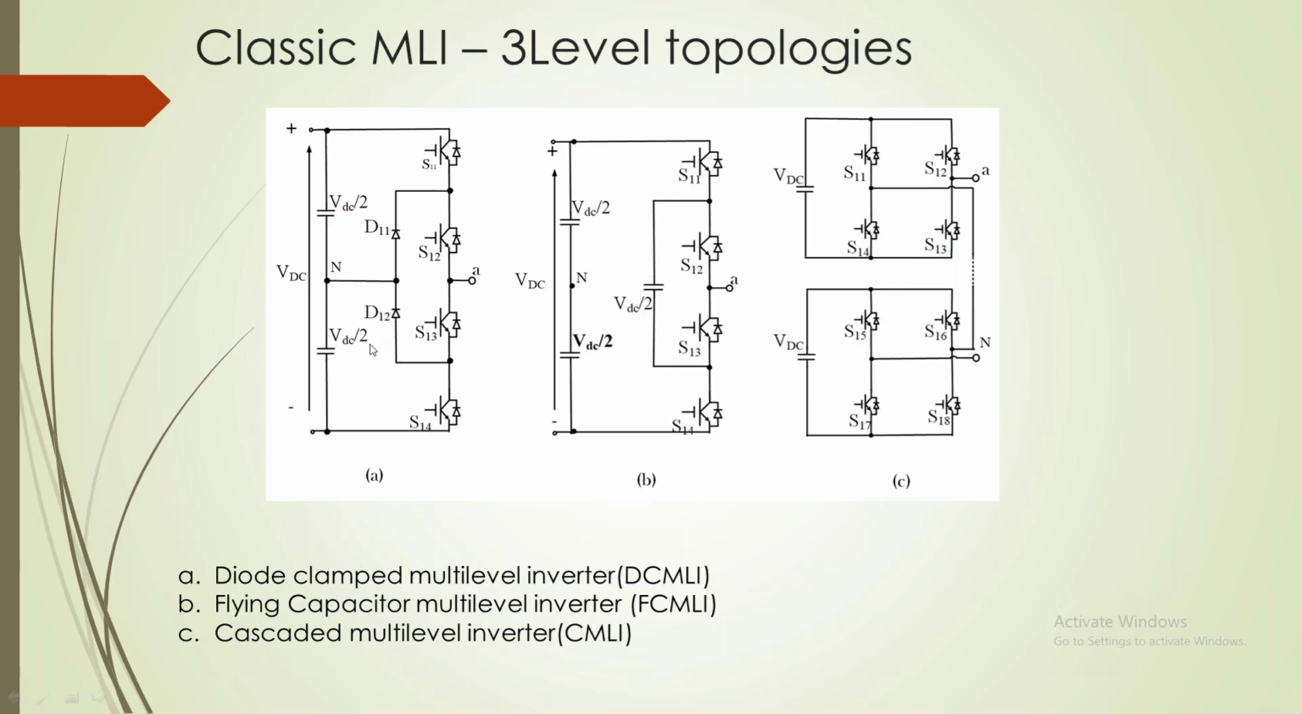And here, you may ask why not the cascaded multilevel inverter? The problem with the cascaded multilevel inverter is that I have to use multiple DC sources, and that too isolated DC sources. If you want multiple isolated DC sources, then you have to use a transformer, right? You have to use a transformer. That makes it bulky.